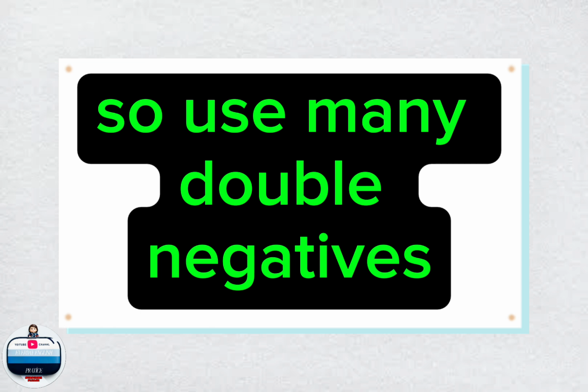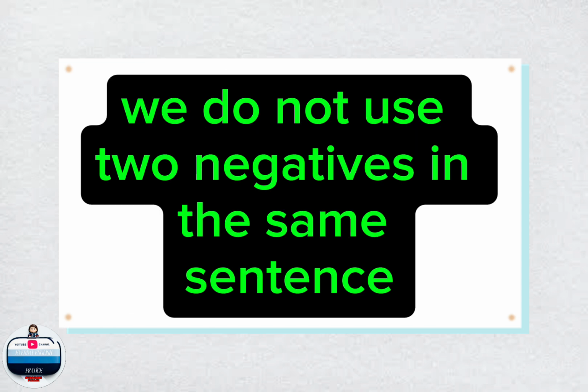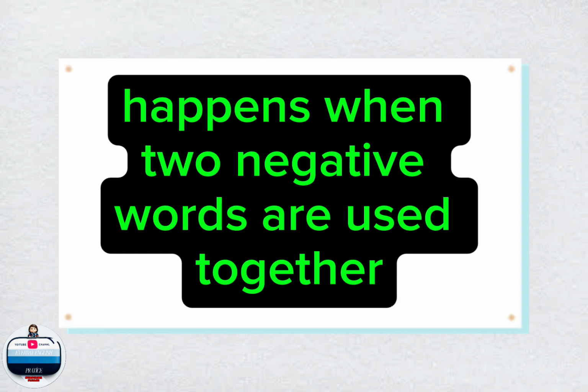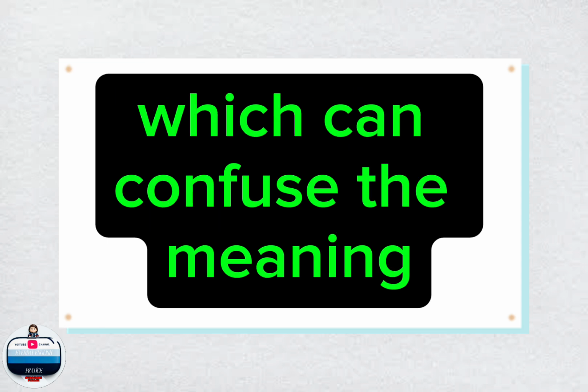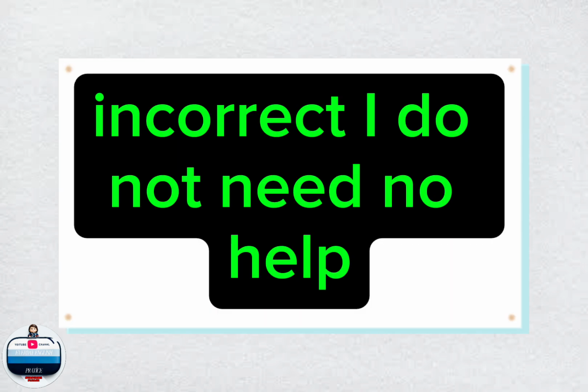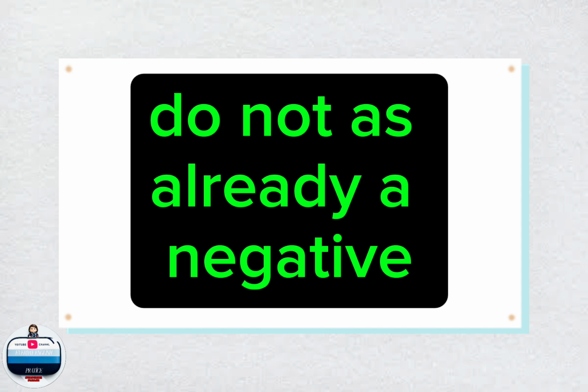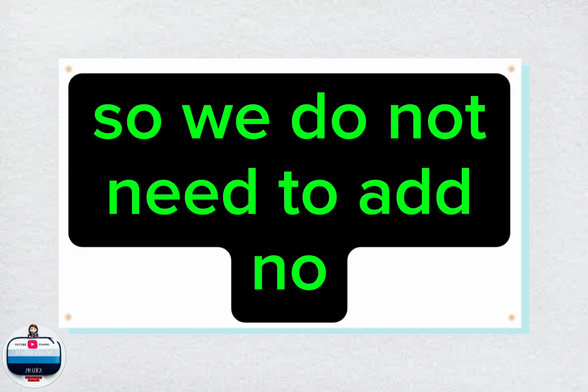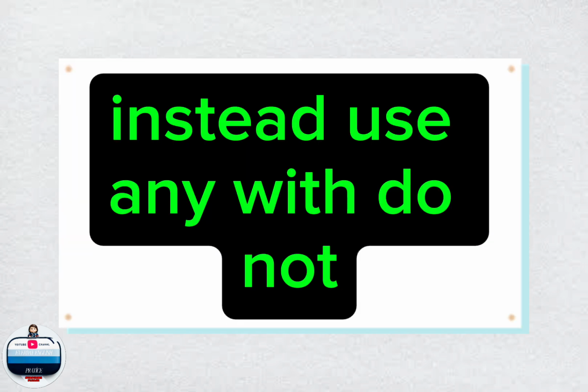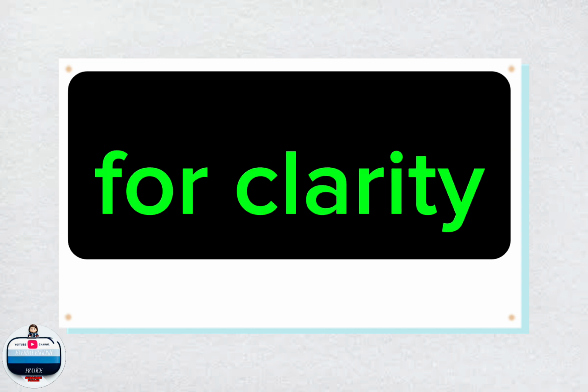Double negatives. In English, we do not use two negatives in the same sentence. A double negative happens when two negative words are used together, which can confuse the meaning. Incorrect: I do not need no help. Correct: I do not need any help. In this example, do not is already a negative, so we do not need to add no. Instead, use any with do not for clarity.